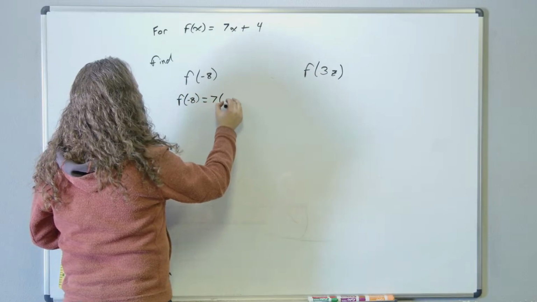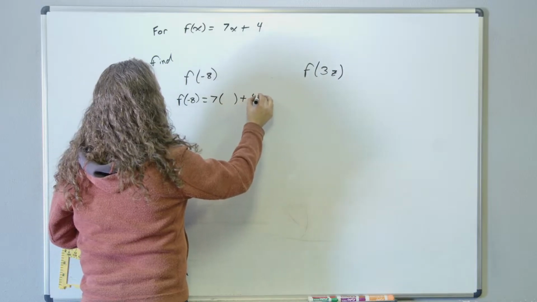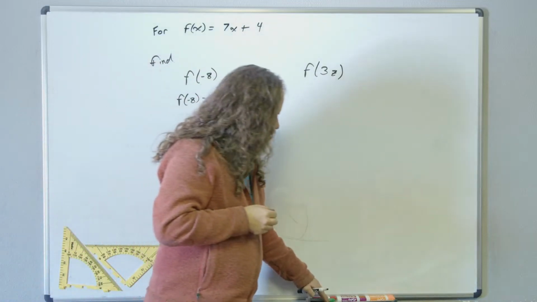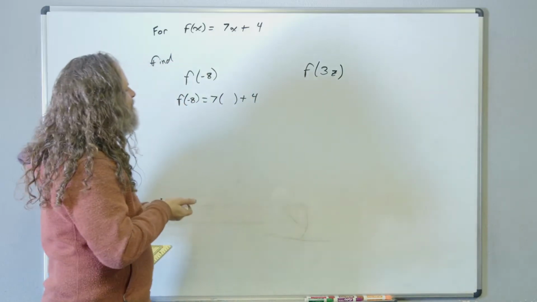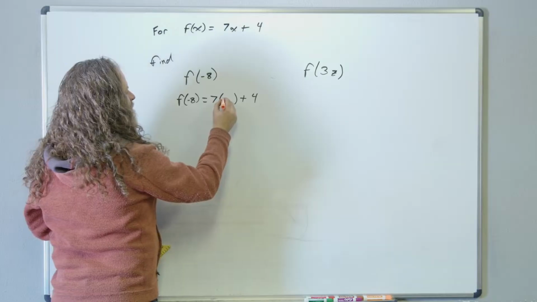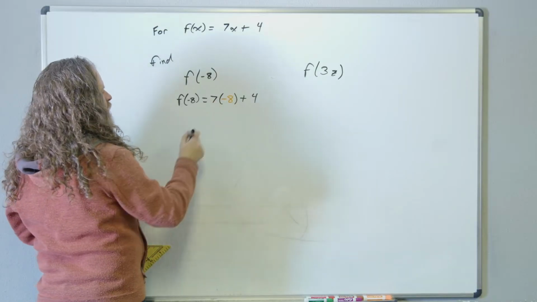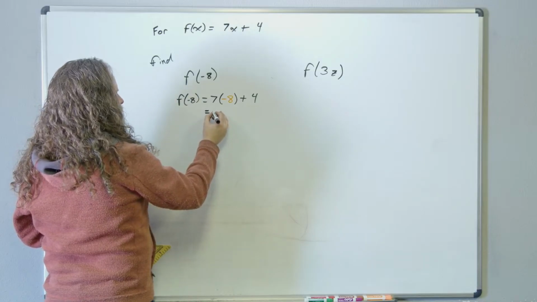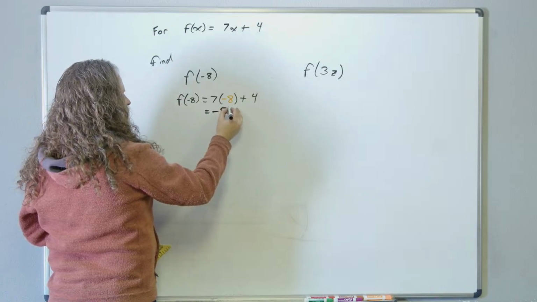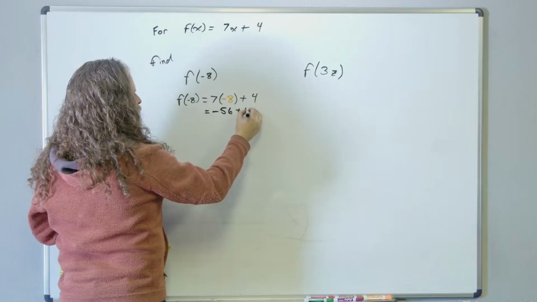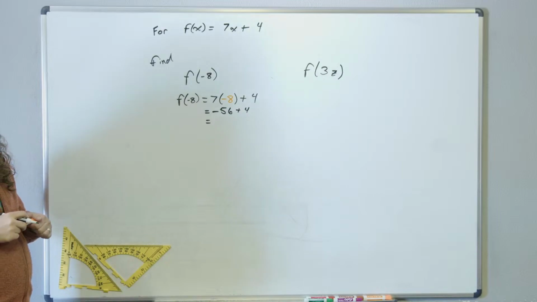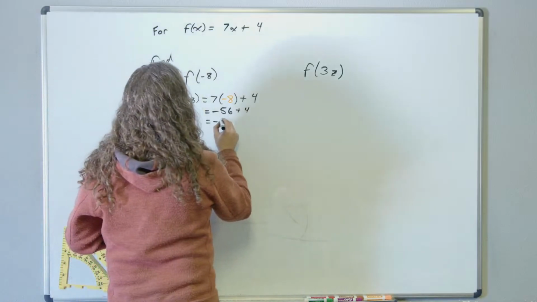Does anyone remember what unit this is in? Unfortunately, I do. What's 7 times negative 8? Negative 56. Negative 56, that's true. What's negative 56 plus 4? Negative 52. Yeah, negative 52.